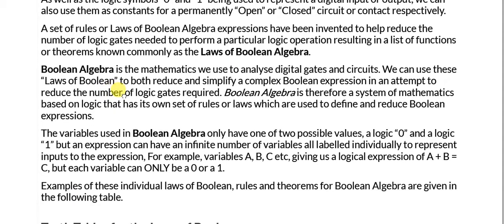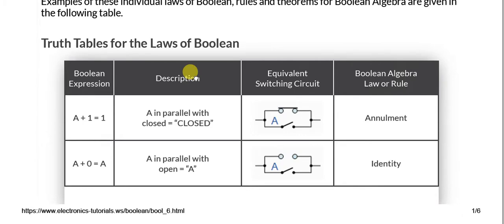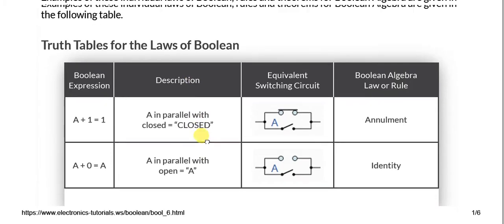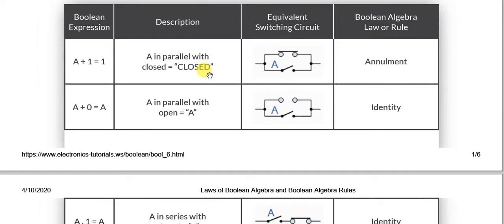So we will just quickly go through these laws of Boolean algebra along with the truth table. First, there is no particular order, but we can say that A plus 1 is equal to 1. This is the equivalent circuitry, and this law, or rule, is called annulment.